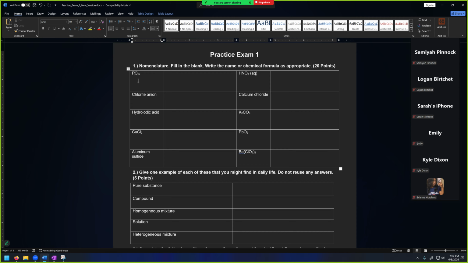If not, it is one of those things I do expect you to know for our exam, so just write them on a flashcard and say them out loud a couple of times. I'm sure it'll come to you quickly. The one exception to using those prefixes is that for the first element, you do not have to specify that there is only one of them, and so we will not say monophosphorus here. We'll just say phosphorus.